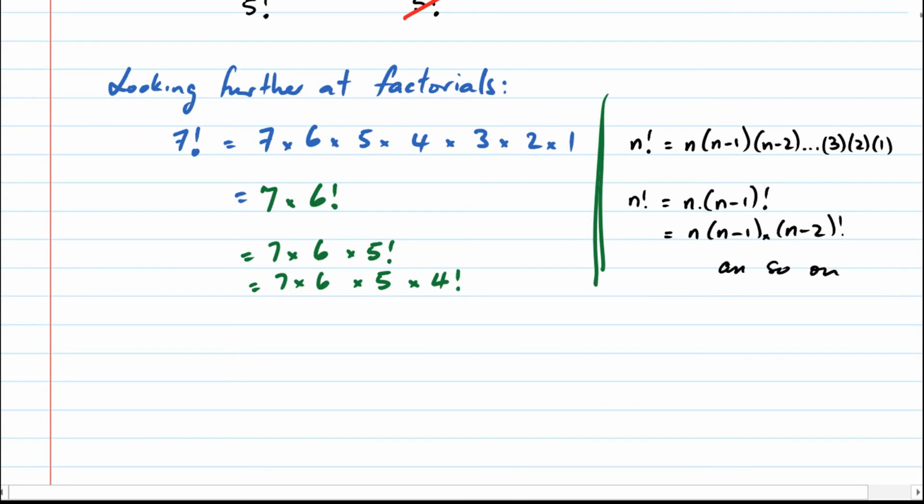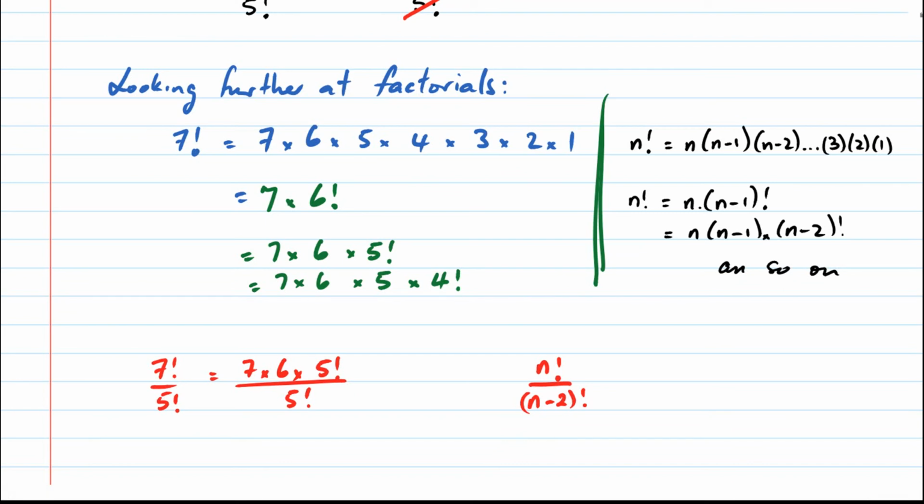So let's look back at this. If I have 7 factorial over 5 factorial, we said it was 7 by 6 by 5 factorial over 5 factorial. In the same way, if I had n factorial divided by, say, n minus 2 factorial, so if n was 7 and 7 minus 2 is 5, this is an exact setup. These are exactly the same kind of thing.